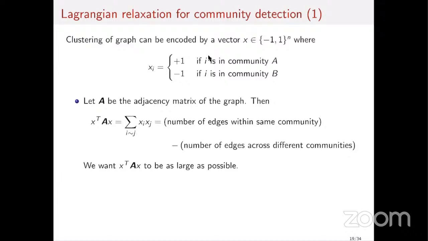Now remember I have two requirements in my community detection problem. I want the edges within the same community to be much greater than the edges across different communities. So how do we measure the number of edges within the same community, and the number of edges across different communities? One can write simple formulas by introducing the so-called adjacency matrix of the graph. The adjacency matrix is the matrix I would write here, A_ij. This is one if i is connected to j.